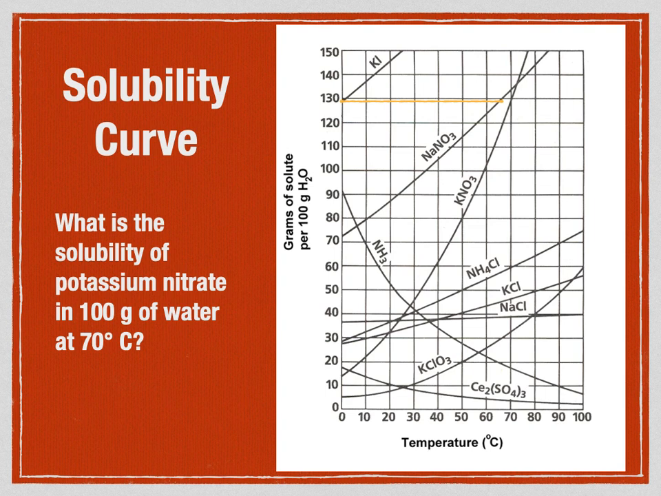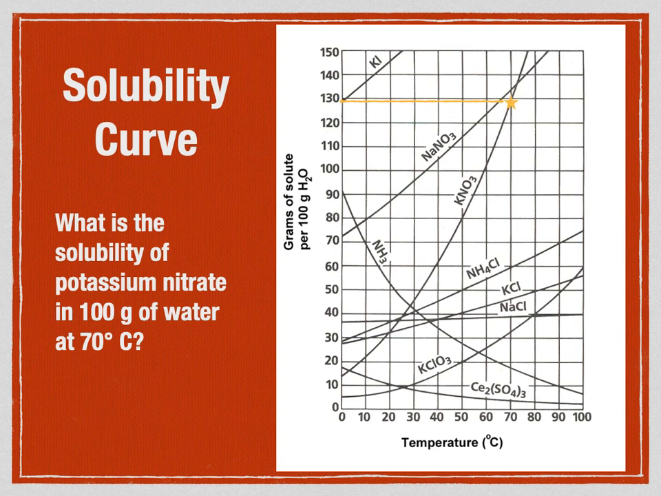So if we look at the two features here, we have 100 grams of water, so that puts us directly on the curve without having to convert anything. And we're trying to figure saturation out at 70 degrees Celsius. So you're going to go on the x-axis, find 70 degrees Celsius, and go up till you meet the line that's labeled potassium nitrate. So potassium is K and nitrate is NO3 1-. So you're looking for that KNO3 curve.